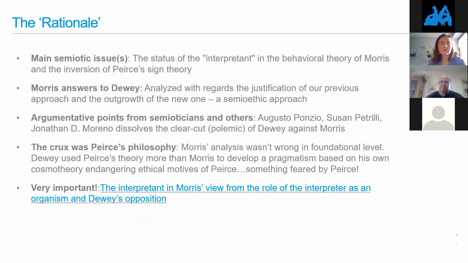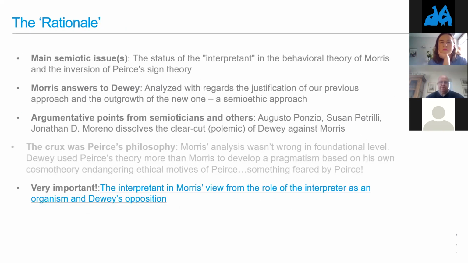So we shall discuss the status of the interpretant in the behavioral theory of Morris and the inversion of Peirce's sign theory, going through crucial elements that we find important. Firstly, our study discusses the subtlety of Morris' answers to Dewey's critique with regard to both the justification of our previous approach and the outgrowth of the new one, a semioethic approach.